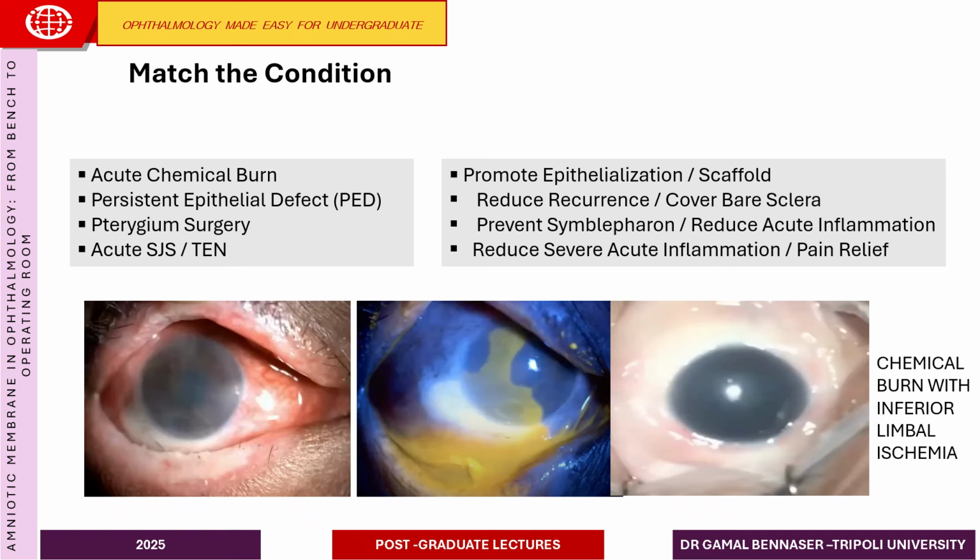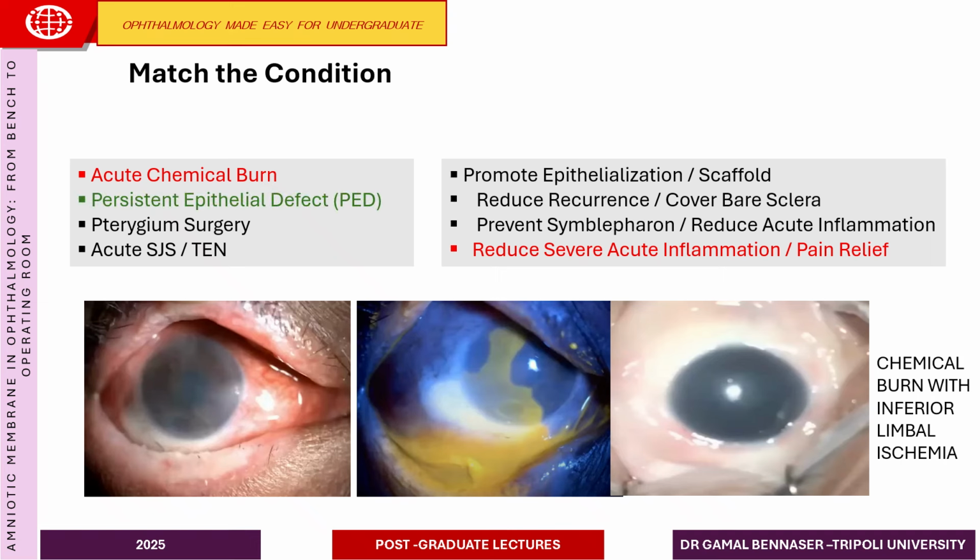Still in the same context of the context dependent effect of the amniotic membrane. Now, for example, you are confronted with this scenario, and the examiner will ask you to match the following conditions so that you should understand the role of amniotic membrane in each condition. For example, in acute chemical burn. Now, what's the role of amniotic membrane in acute chemical burn? As we said, in acute chemical burn, the role of amniotic membrane is very important to reduce the acute severe inflammation and relieve the pain.